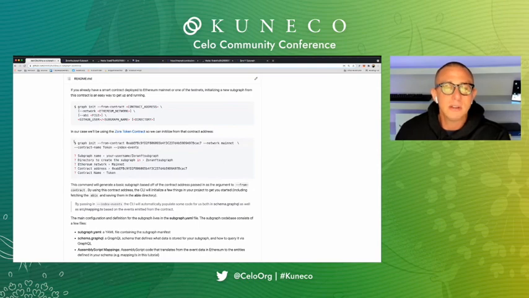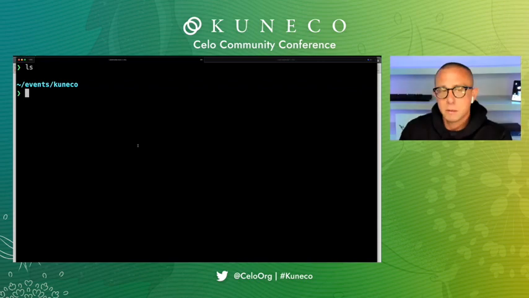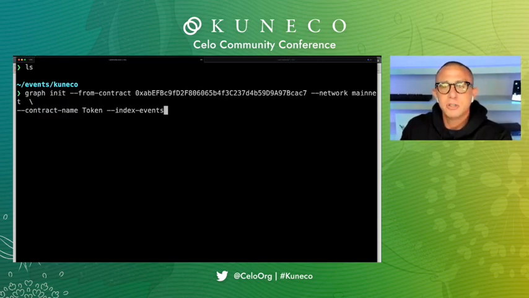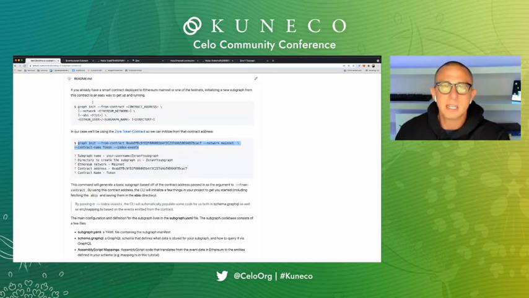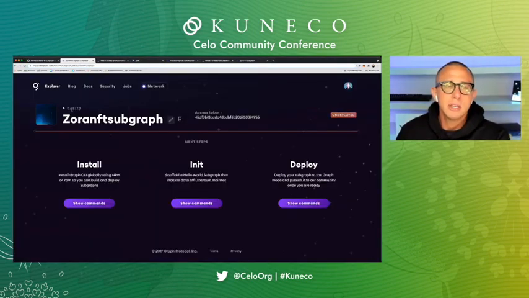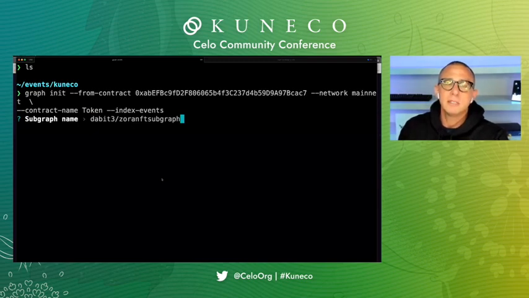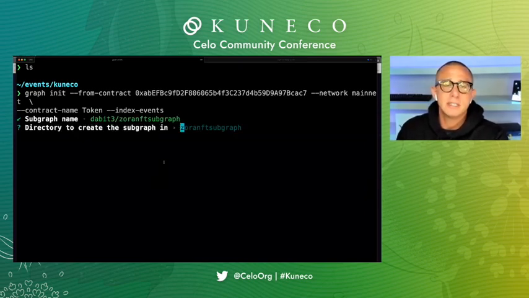All right, so let's go ahead and do that. So I'm going to copy and paste this here. So graph init from contract, network mainnet, contract name token, and index events. What it's going to prompt for now is a combination of our username and our subgraph name. So for me, that's going to be Dabbit3 / Zora NFT subgraph. I can just copy this right here, or you can type it in however you'd like. So this will be your username / Zora NFT subgraph.